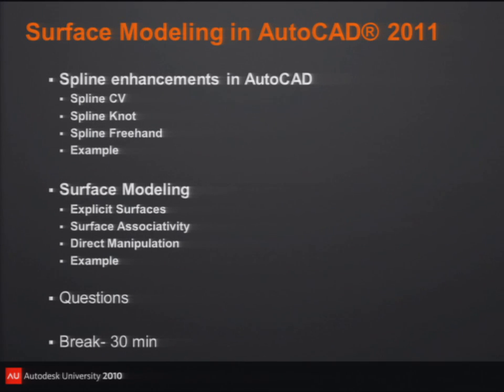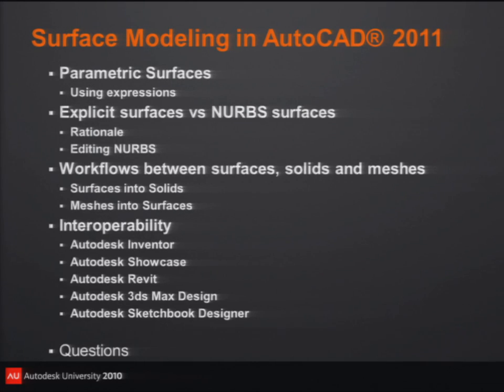The way of dividing the session today is, before the break, we'll talk about splines in AutoCAD, how we made them better, hopefully, this year, and about the basics of surface modeling with a couple of examples, explaining those concepts there about explicit surfaces, sensitivity, manipulation, and stuff. I'll make a small round of questions before the end of the first half, and then do something similar at the very end. On the second half, we're going to be talking about parametric surfaces using expressions.